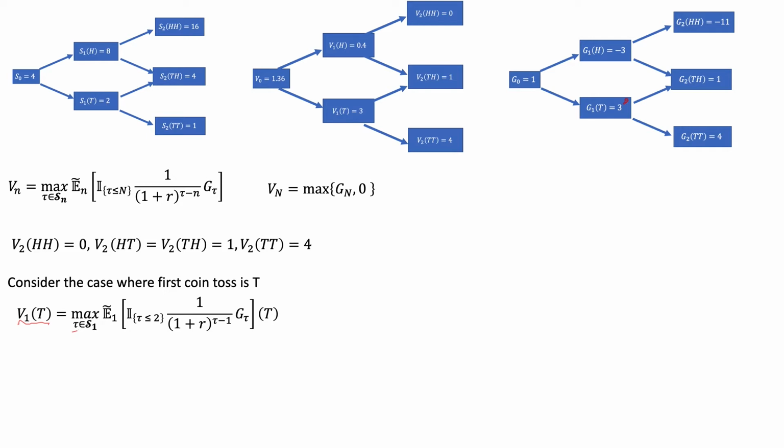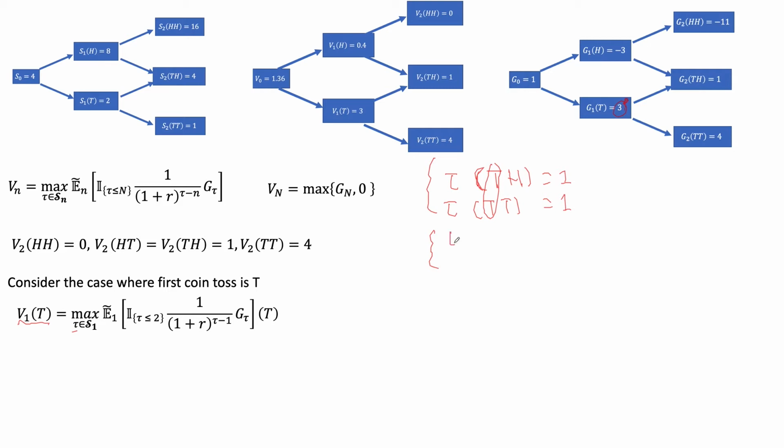If I stand here, I can either exercise the option right now, and then I will get $3, because that's the intrinsic value. So the stopping time rule we can use is tau TH equal to 1, and tau TT equal to 1. This means we exercise today. Whenever we see the first coin toss is a tail, just exercise. So that's one possibility. Something else that we can do is just wait until the next period, right?